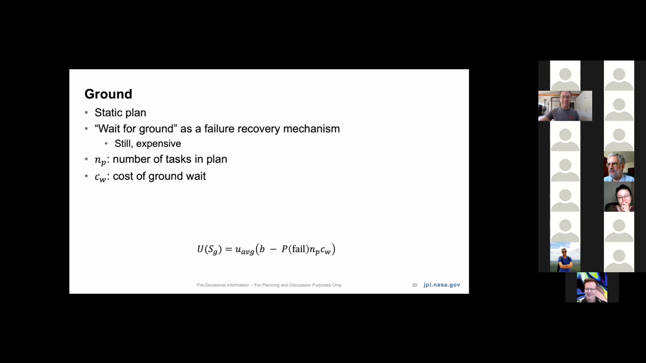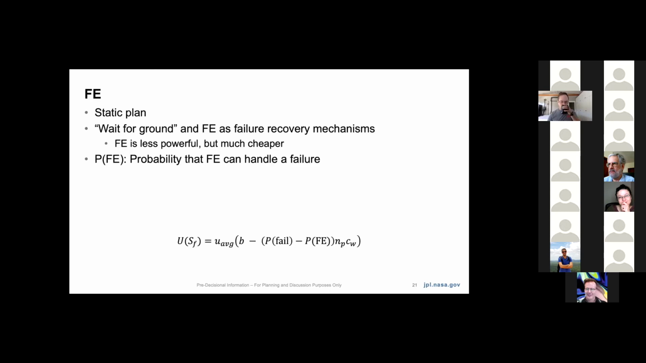In the ground strategy, we go to ground to seek manual intervention. So to model this in our framework, we assume that waiting for ground incurs a cost of W in plan execution. So this will improve on our expected utility from the static plan with this second term, which represents how much utility we're foregoing while we spend energy waiting for the ground to resolve a failure and not doing productive work in the meantime.